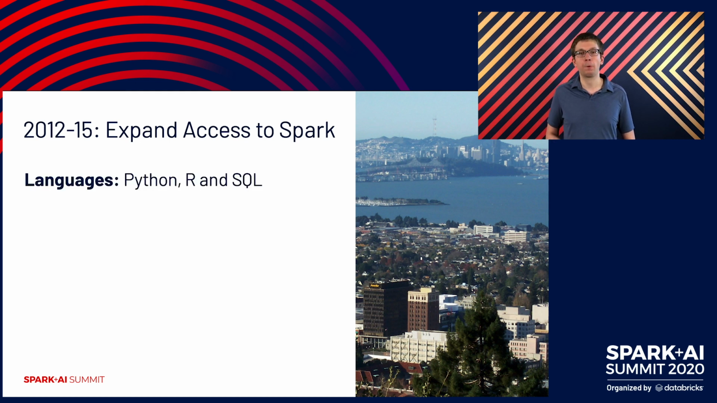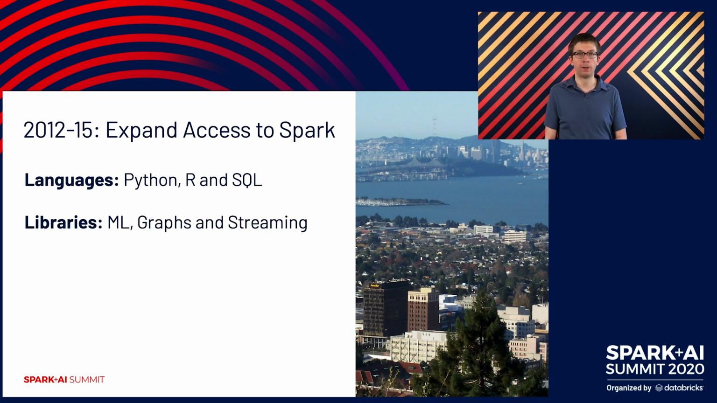The first one was around programming languages. So we developed Python, R, and SQL interfaces to Spark that today are by far the most popular ways of using the engine. The second was around libraries. We wanted to have great built-in libraries for machine learning, graphs, and stream processing, and these provide a lot of the value of the platform today.